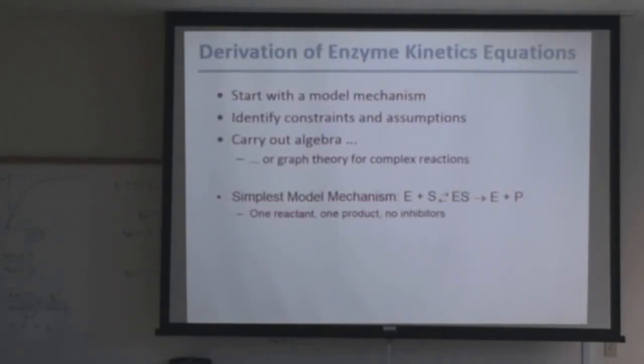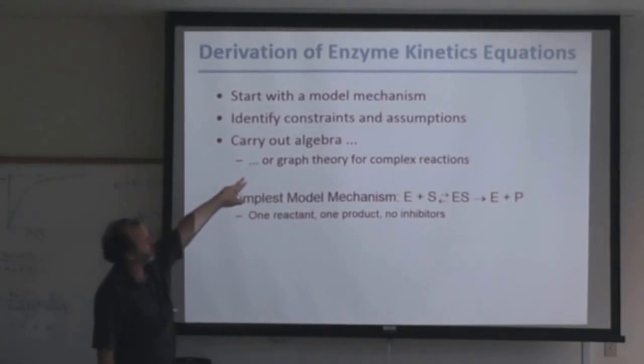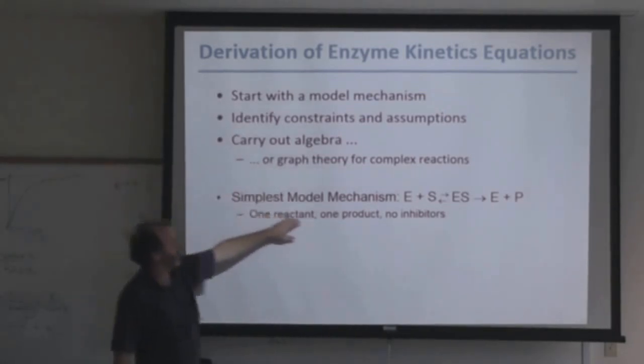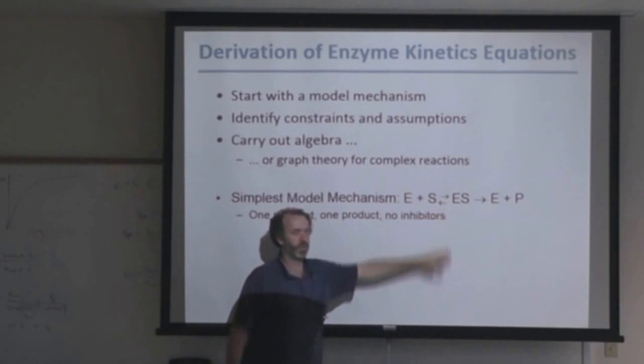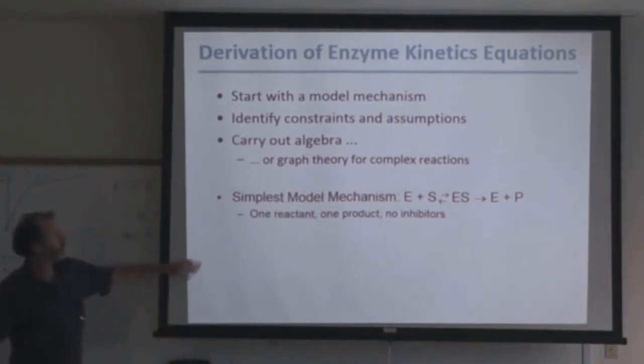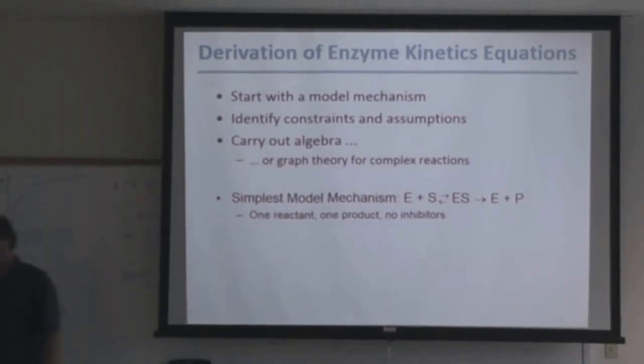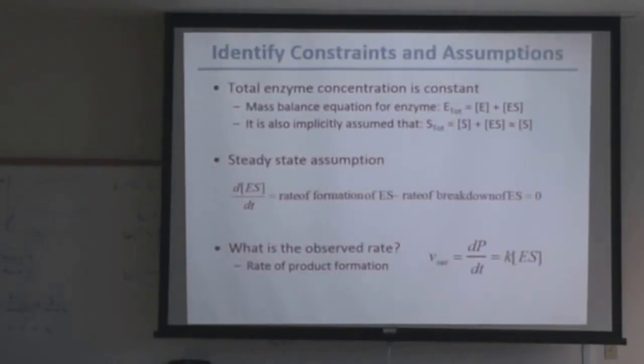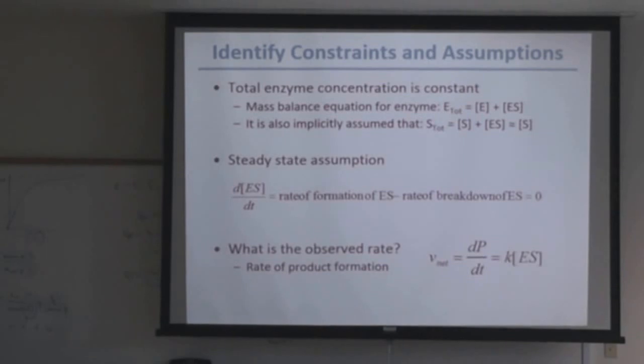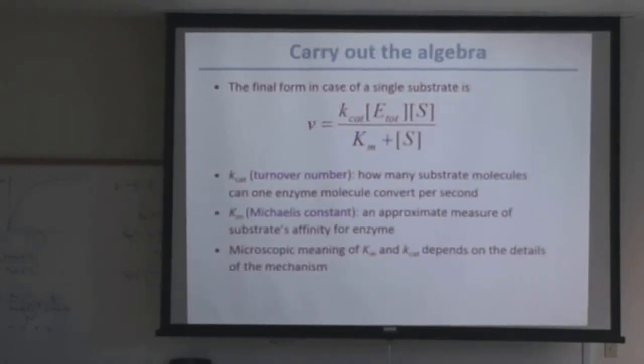So, derivation of enzyme kinetic equations: start with the model mechanisms, identify the constraints and assumptions, carry out the algebra, or graph the theory for a complex reaction. And the simplest model mechanism is what I just showed you, right? One reactant, one product, and no inhibitors. And we just went through this a little bit before, so I'll skip over this. But the final form of a single substrate is this, right?